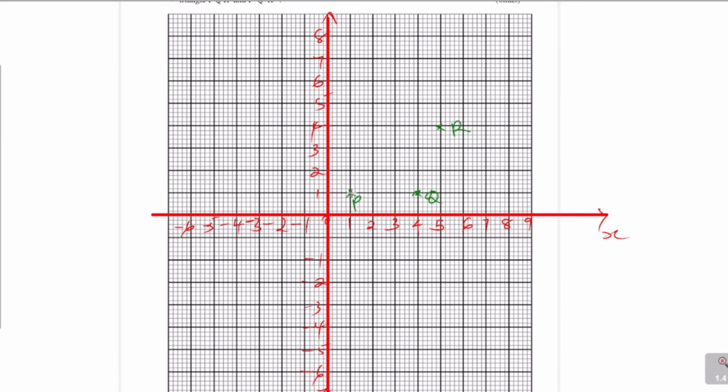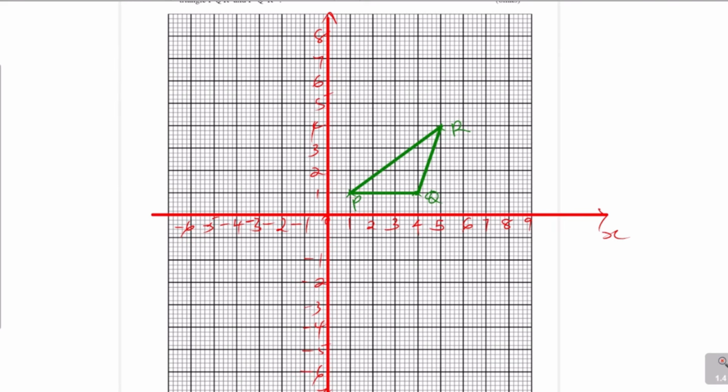So now you can join these points. Make sure you label your triangle. When it is not labeled, you lose a mark for that. Make sure that the triangle is well labeled. So there it is. So you have P, we have Q, we have R.